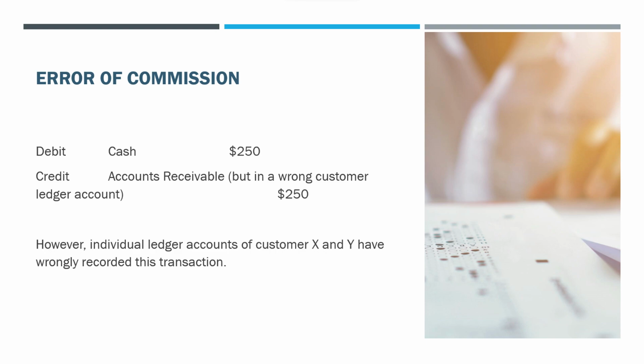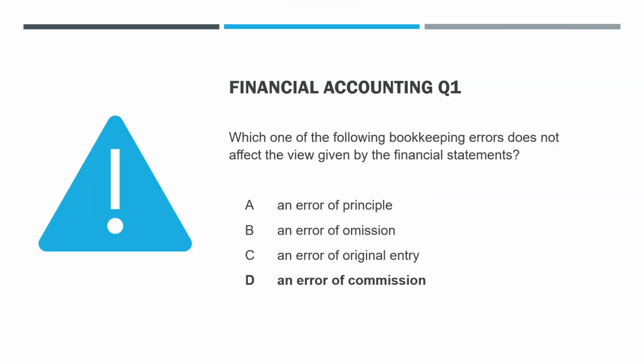Logically speaking, this type of error will not affect the position shown by the financial statements because the accounts receivable as well as the cash accounts have been properly debited and credited with the amount received. Although the individual accounts of the customers X and Y contain this error. So this error will affect the individual accounts of those customers, but not the financial statements. That is the income statement and balance sheet.